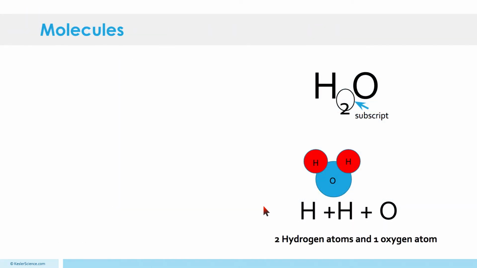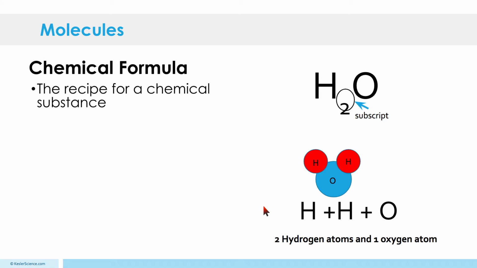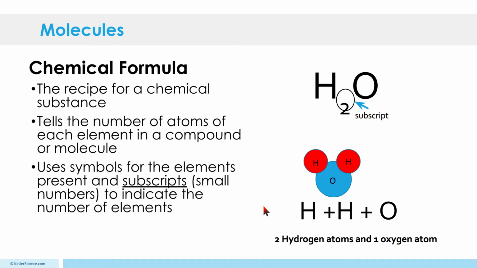So let's talk a little bit about chemical formulas. A chemical formula is a recipe for a chemical substance. It tells the number of atoms of each element in a compound or molecule. That's all a chemical formula gives you. It doesn't tell you what it looks like. It doesn't give you any other descriptions. It simply is a recipe.